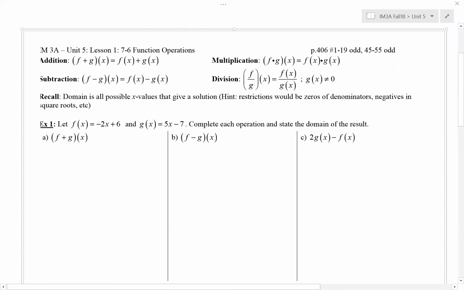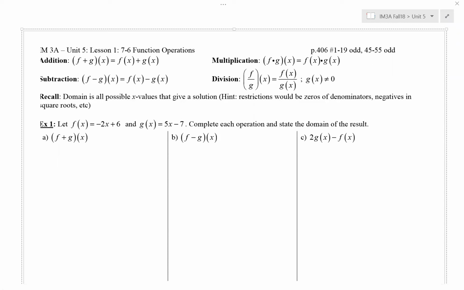Today we're going to talk about Unit 5, Lesson 1. So we're looking at function operations. The operations that we're used to are addition, subtraction, multiplication, and division. So we're going to use functions to do those things rather than integers or other numbers.